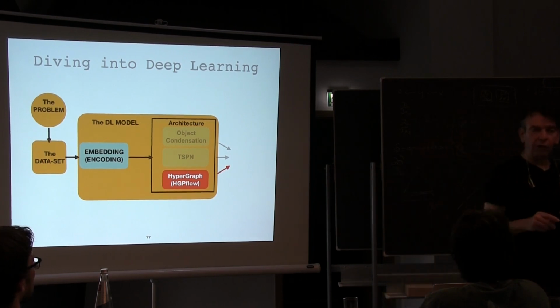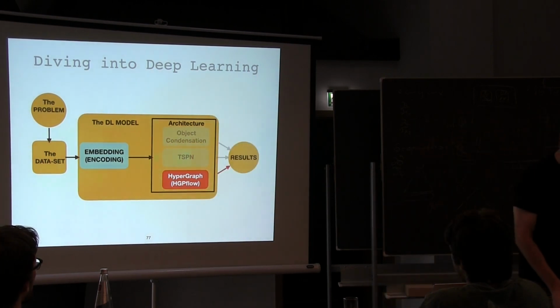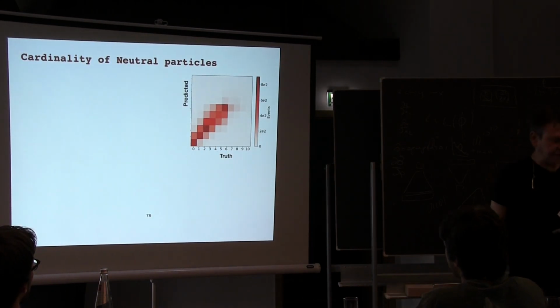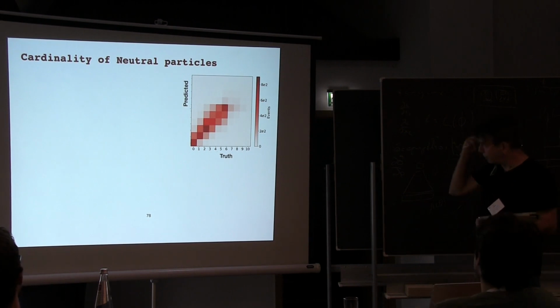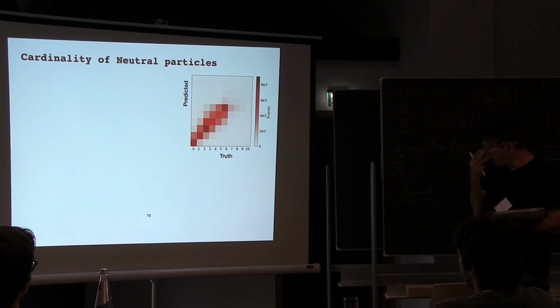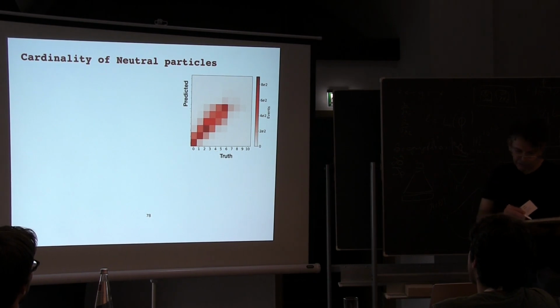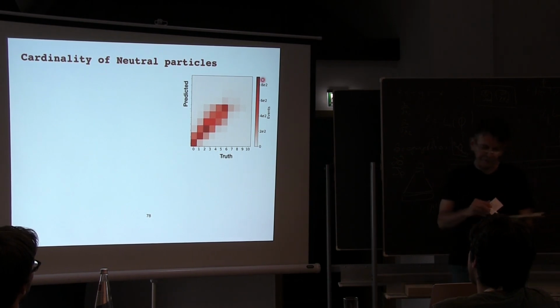So how well do we do it? Results. First, cardinality. How many truth particles are there versus how many we predict? This is a logarithmic scale. So you see the performance is very good.